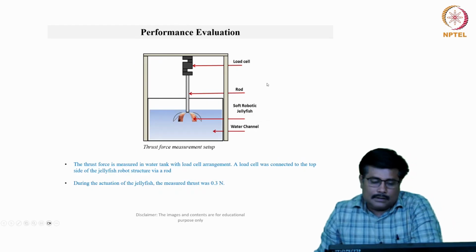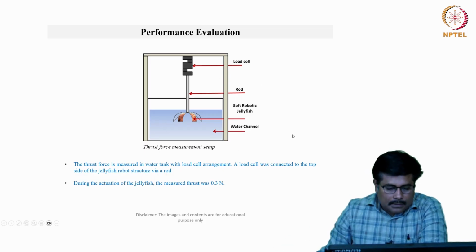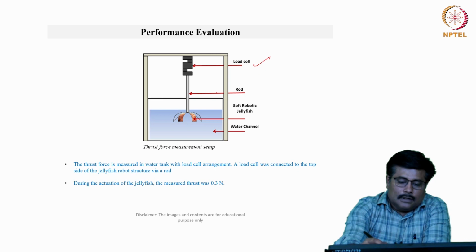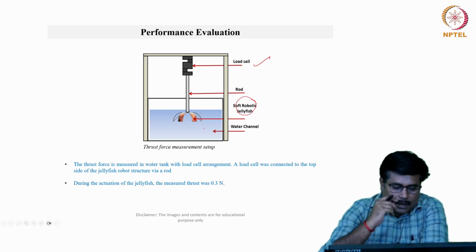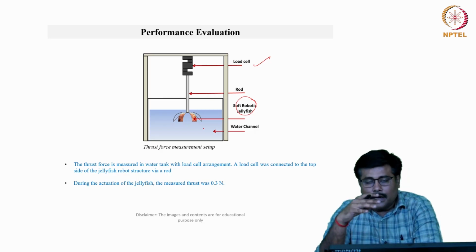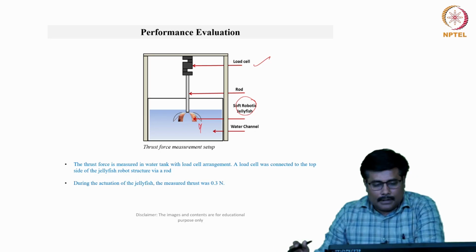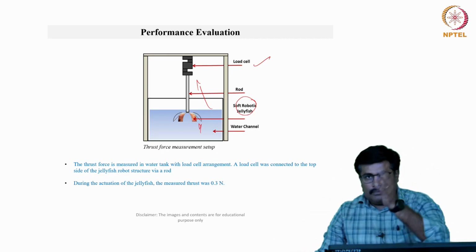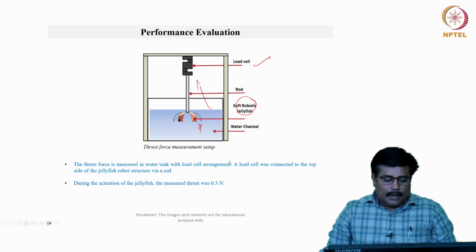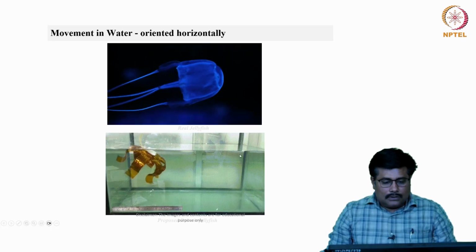In order to cater to such performance evaluation, this is a system which is deployed where we have a load cell in place, then there is a rod, and then there is a soft jellyfish with a water channel. When a load is exerted on this jellyfish, we can see a movement, and these movements are registered on the load cell, and from the load cell we can do the measurement. So ideally the measurement of thrust is done using this load cell.